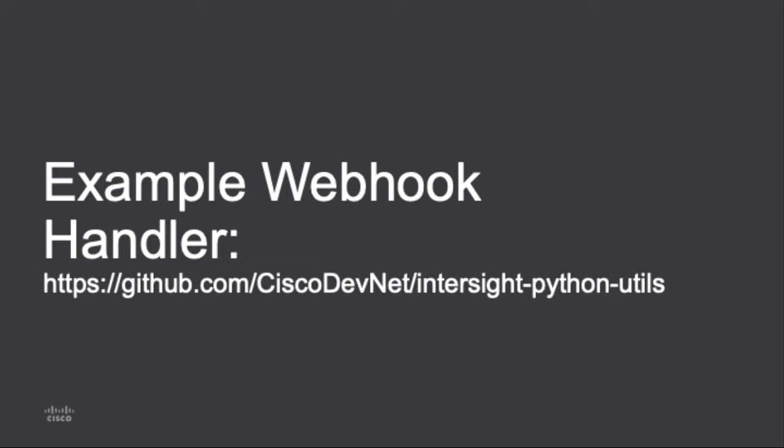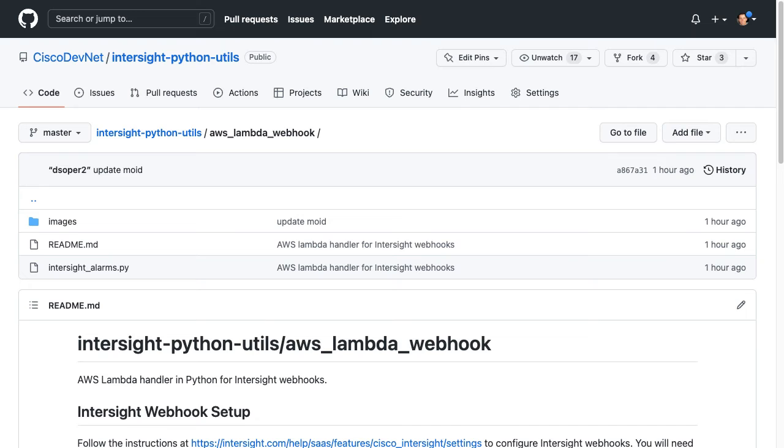To handle webhooks coming from Intersight, I'll need that publicly accessible payload or target URL, and I'll also need some sort of code to verify those posts from Intersight and to handle data. The example that I have here is written in Python and is an AWS Lambda function. And I've got a repository for that in GitHub in the Cisco DevNet namespace at intersight-python-utils. And there I've got that Lambda handler as intersight_alarms. And I'll go through that a little bit to show what verification looks like and then how to actually handle the data coming from Intersight.